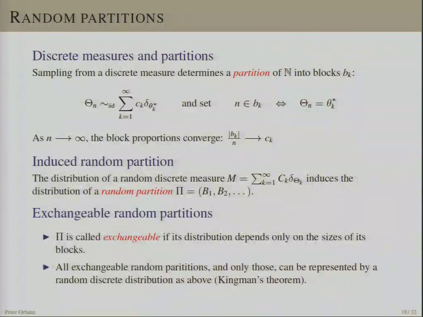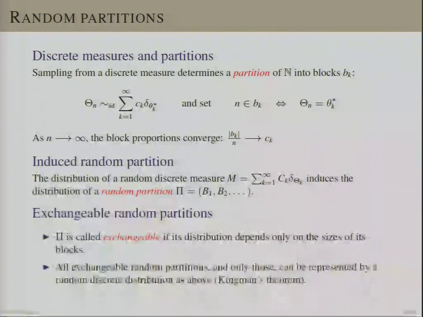One thing I should mention here is, once again, we have to ask the other way around: if we have a random partition, in which case can we represent it using a random discrete measure? We know that these random discrete measures induce partitions, but if we have a partition, can we assume that it comes from a random discrete measure? And characterizing this again brings us back to exchangeability.